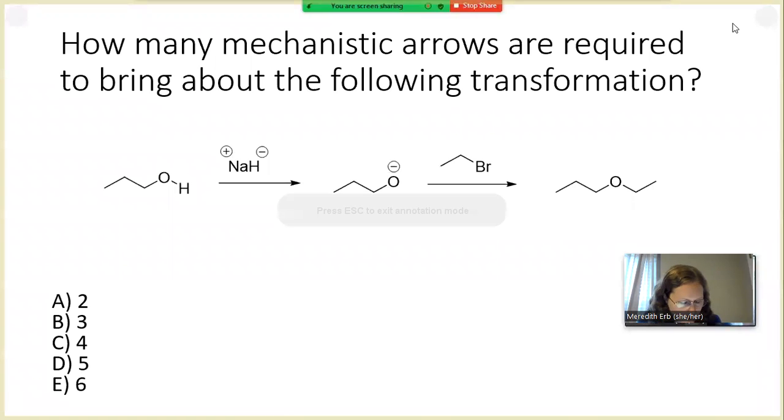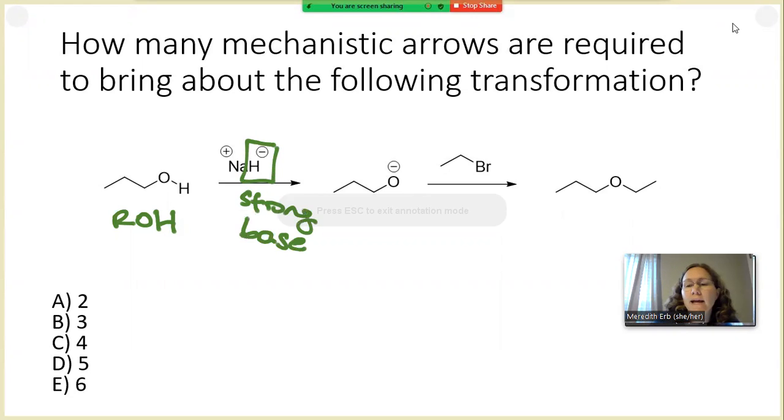First off, we have an alcohol right here. And then we have an H- right here, and this is a strong base. Anytime you have H-, it's pretty much going to act completely as a base. So that's important because it identifies what our key reagent is.